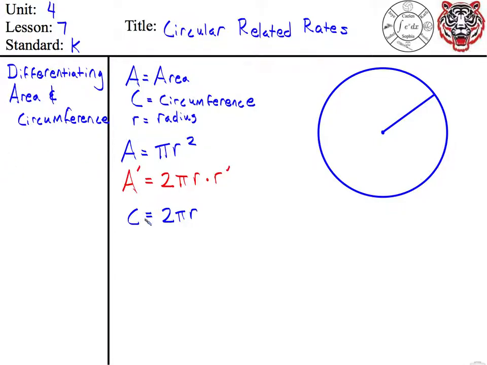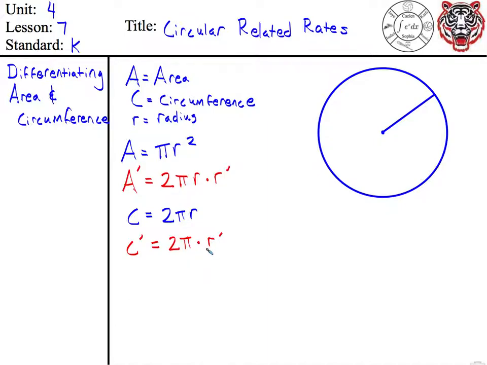So if I have circumference, let's differentiate. So what do I write? C prime is equal to 2 pi times r prime. There's the outer and there's the inner.